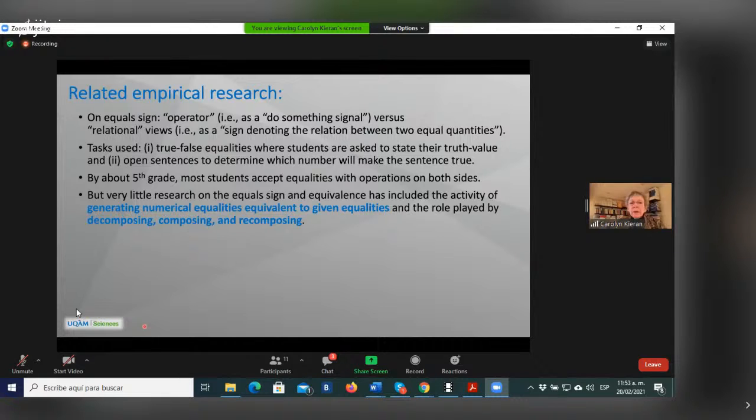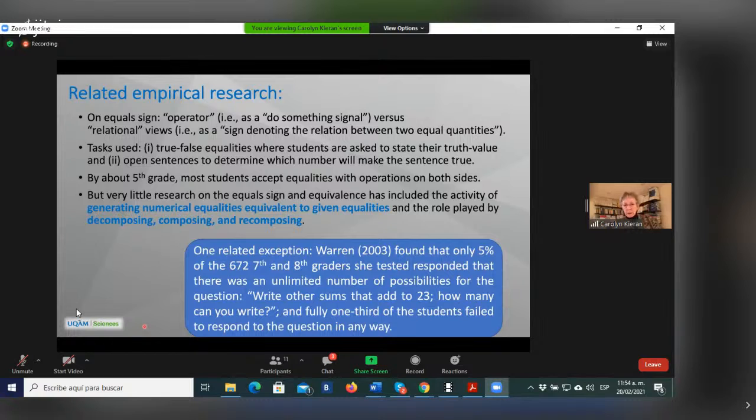Notice that the term I'm using is that of equalities rather than equations. We use the term equalities when the components on both sides of the equal sign are purely numerical, and reserve the term equation for whenever there is an unknown or variables involved on one or both sides of the equal sign.